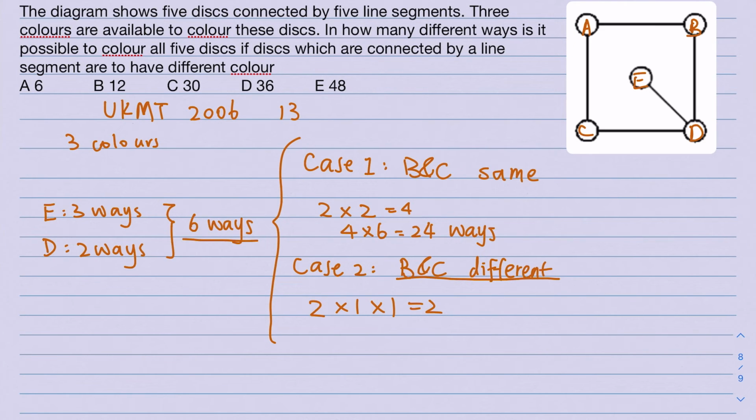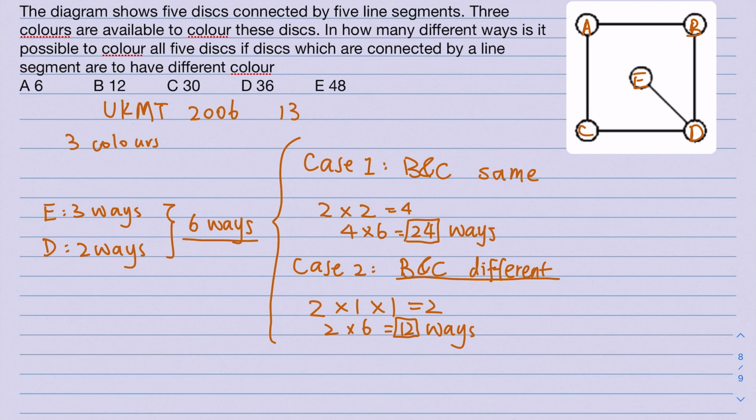So in case 2, where B and C have different colors, we have 2 ways to color them with A. And if we times the 6 before, we have 2 times 6, which is 12 ways in total. The 6 is just adding on the possible ways to color E and D. So for every color of D, we have 2 ways to color A, B, C if they're different. So we have 24 ways in total for case 1 and 12 ways in total for case 2.